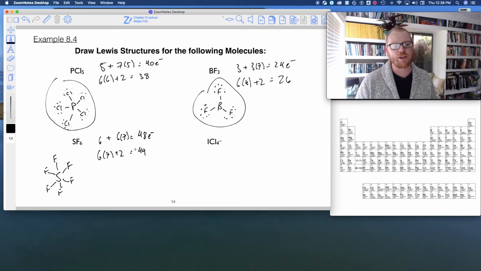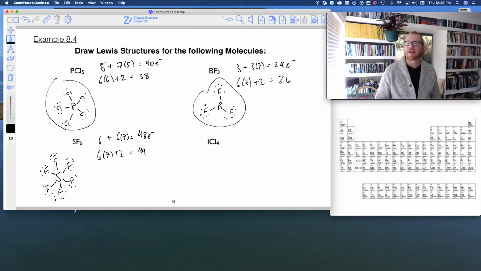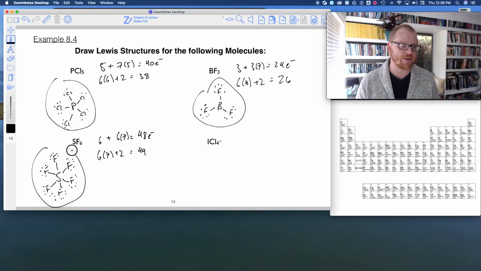And so now we've got to use up all 48 of our electrons, and hopefully you can tell by now the way this is going to go. We're going to just fill up the octet rule for all these fluorines. And I'm not going to count up to 48, but if we were to count them, we would arrive at 48. Okay, so that's SF6.